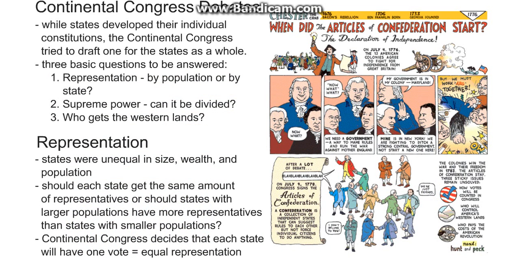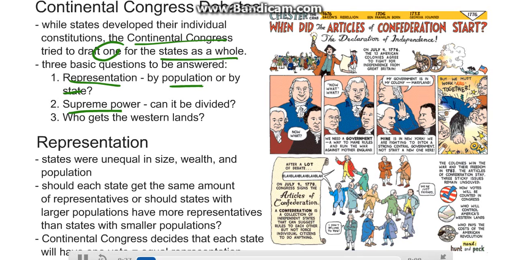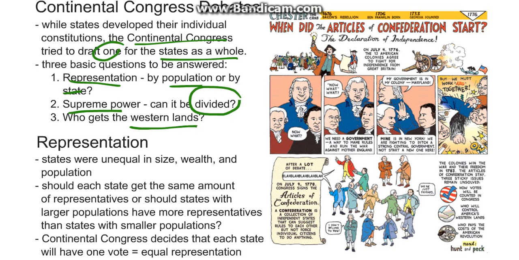Continental Congress debates. While states developed their individual constitutions, the Continental Congress tried to draft one for the states as a whole. There were three basic questions that needed to be answered. The first was the issue of representation. Would there be representation by population or by state? The second is supreme power. Can supreme power be divided between two levels of government? And number three is, who gets the Western lands?